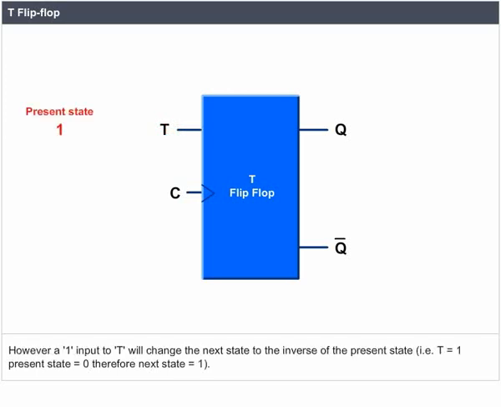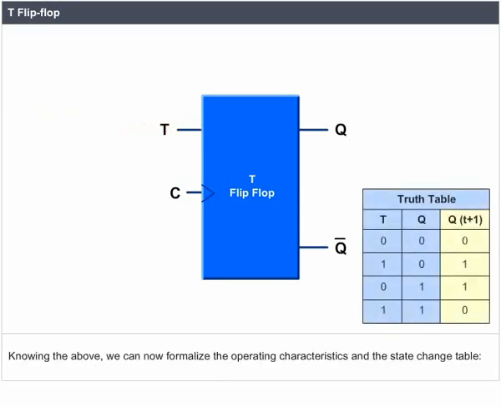However, a 1 input to T will change the next state to the inverse of the present state. That is, T equals 1, present state equals 0, therefore, next state equals 1. Knowing the above, we can now formalize the operating characteristics and the state change table.